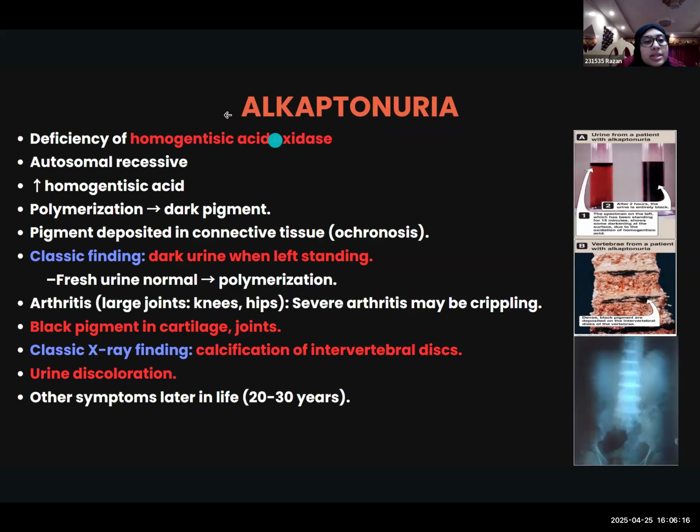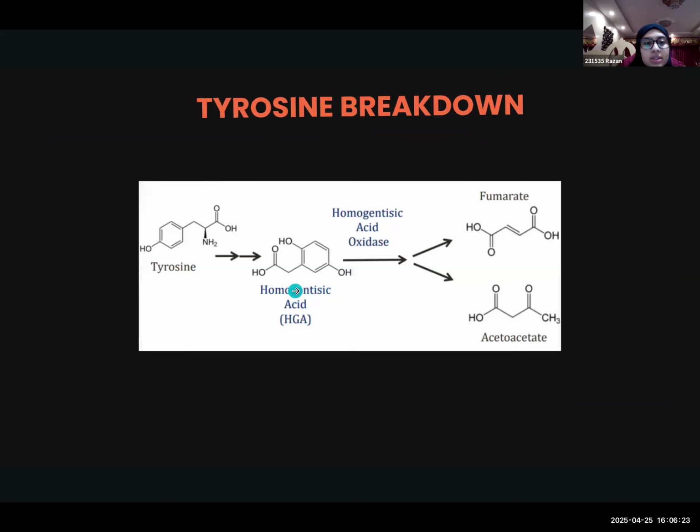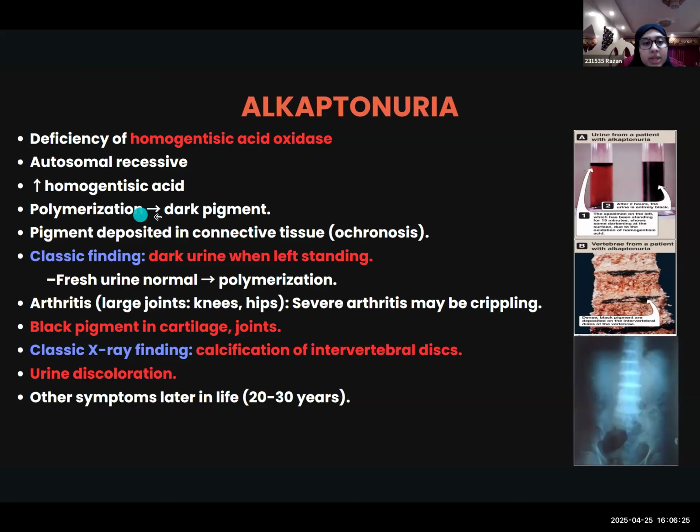Alkaptonuria is a deficiency in the enzyme homogentisic acid oxidase. So this metabolite, homogentisic acid, is going to accumulate and polymerize, leading to dark pigment. If they told you a patient presents with a urine sample that we took in the beginning, in the first hours, and it looked normal, then we left it a couple of hours and it turned black or dark, note that this would be alkaptonuria.